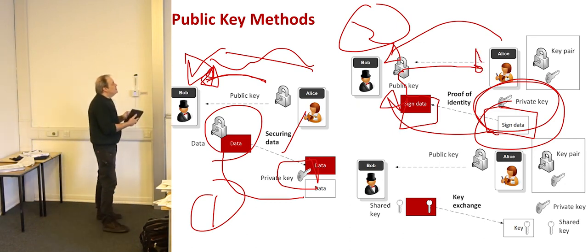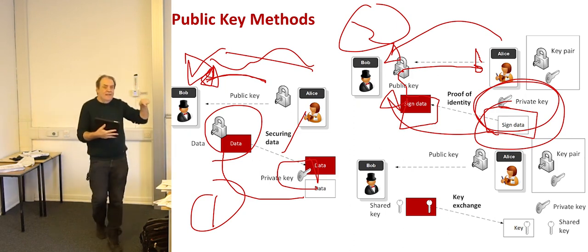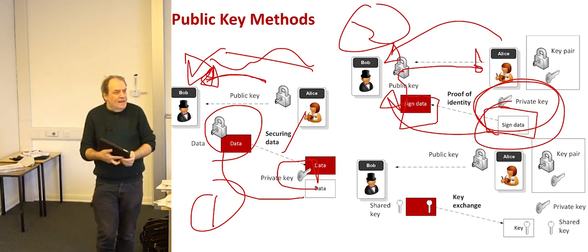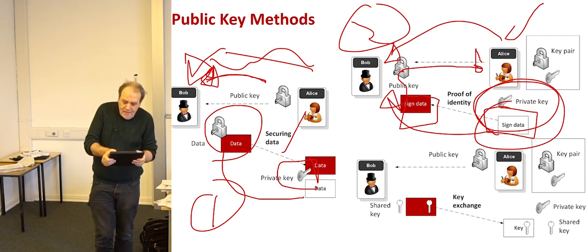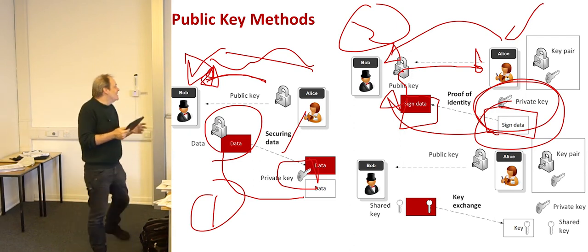And only she can have the right private key to go with that public key. So in this way, she's validated her identity.